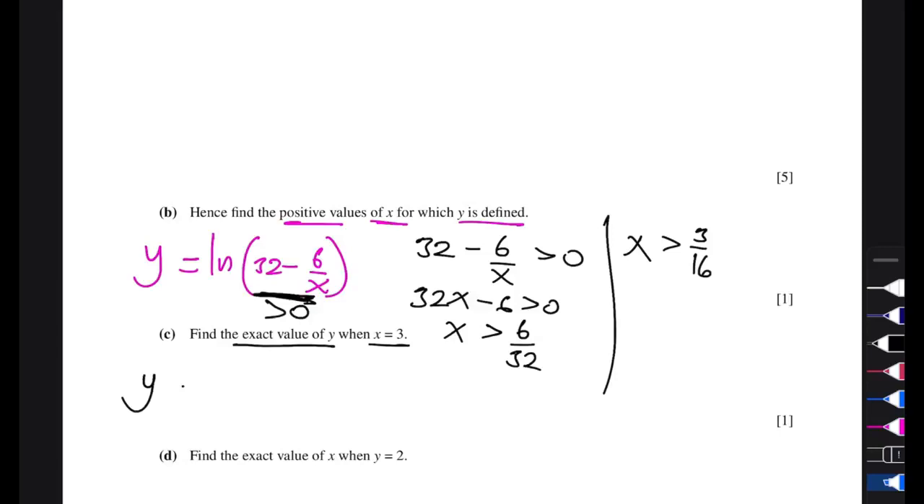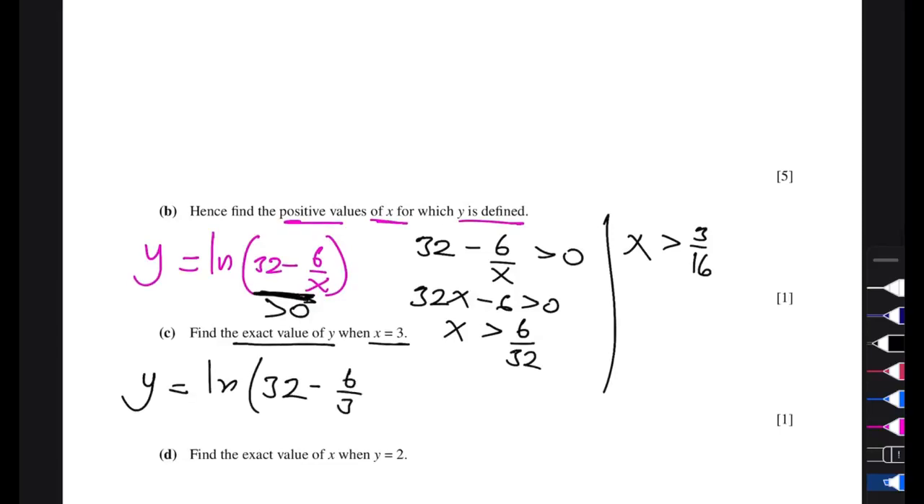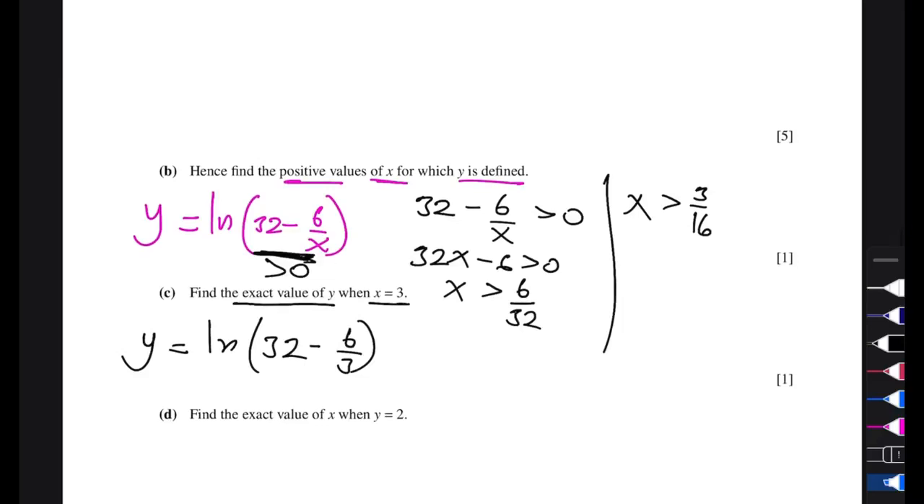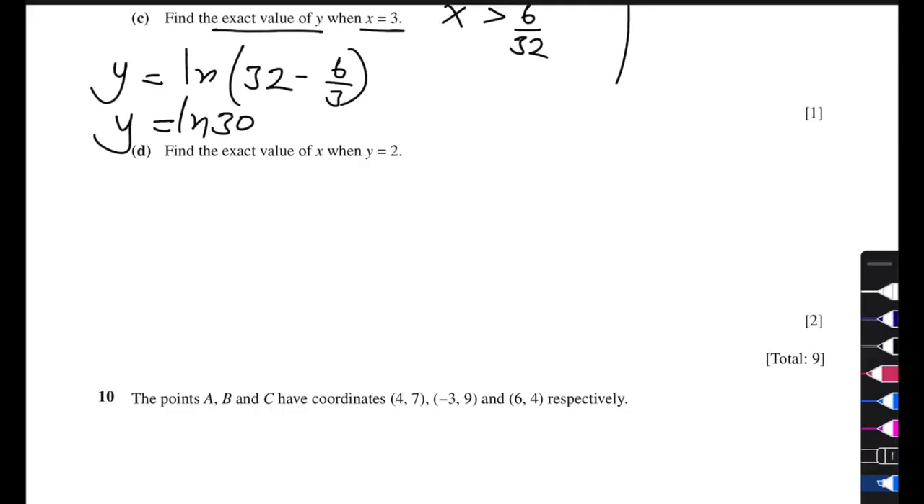Okay, so just write y is equal to ln into bracket (32 minus 6 over 3), and that would be 32 minus 2, so ln 30 basically. So y is equal to ln 30. Okay, right, so let's solve the question.